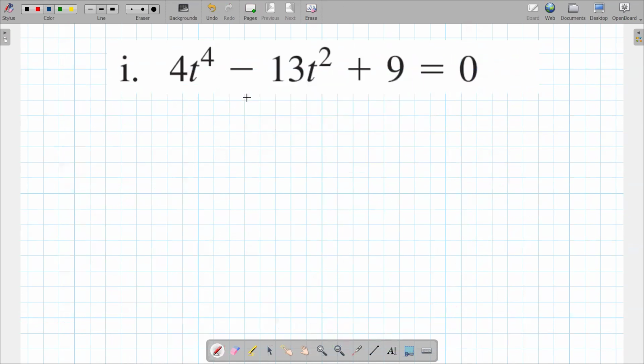This one works if you see it. So here's the other method. We're going to let t squared be x. We're going to do a substitution. Why am I doing this? It's because our function will end up looking like this. If t squared is x, what's t4 in terms of x?